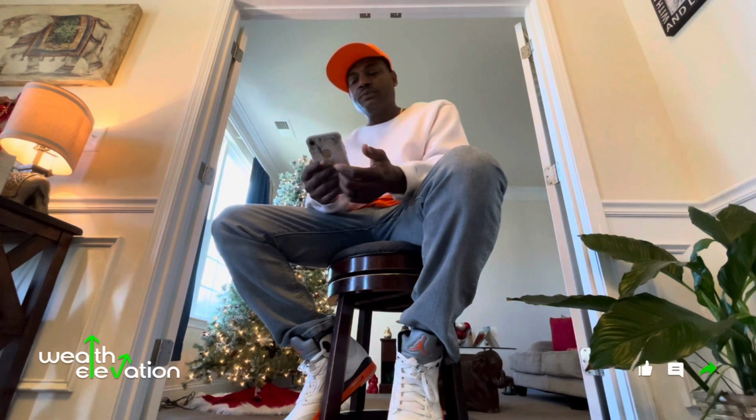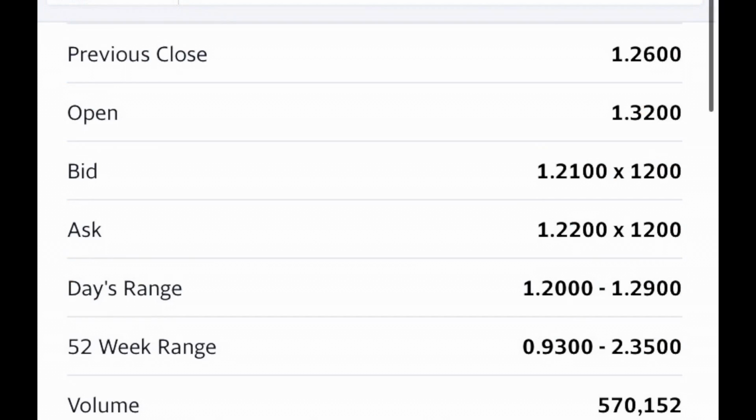So, all right, we're looking at the previous close, 1.26. It opened at 1.32. And we're just going to say the bid right now is at 1.21 by 1200. So what that means is right now someone is saying, I will buy it for $1.21. And I have 1,200 shares that I am willing to purchase, that my order is saying right now that I want to buy. So I'm bidding.